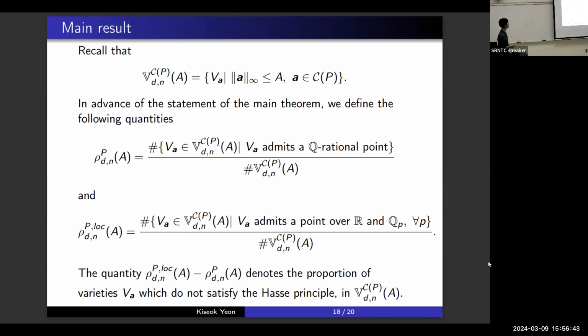To provide the statement of the main result, we need the following two quantities. The first one is the proportion of varieties in our thin set that admit a Q-rational point, and the second is the proportion of varieties in our thin set which admit a point over R and Q_p for all primes p. Then we observe that the difference between these two quantities denotes the proportion of varieties V_A which do not satisfy the Hasse principle. Because the difference exactly counts the number of varieties that admit a point over R and Q_p, but do not admit a Q-rational point. So this quantity is the proportion of varieties that do not satisfy the Hasse principle.